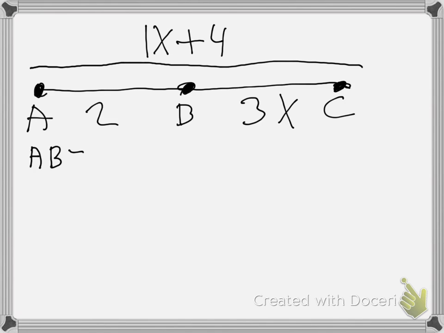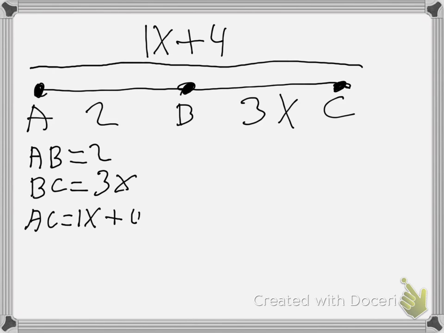A to B, do we know what it is? Yeah, it's 2. B to C, yep, 3x. And then A to C, which is the whole thing, 1x plus 4. And what is the formula to set it up? That's step number 1. Step number 1, set up the formula.